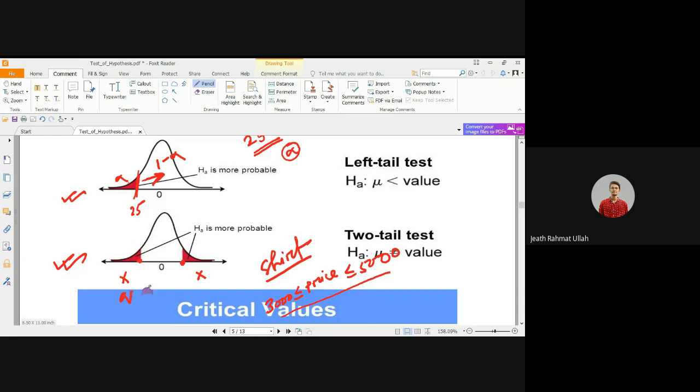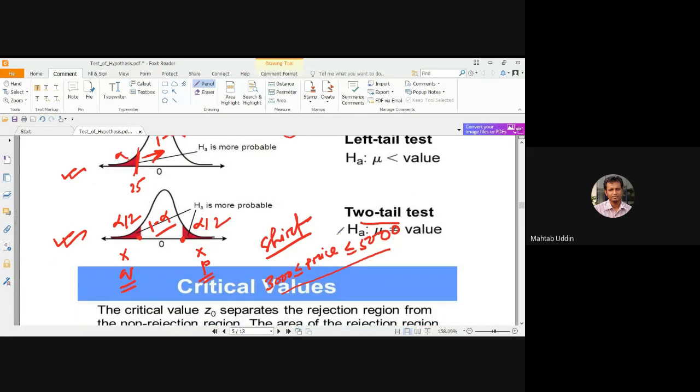This is for quality, this is for price. This is the reason for rejection for quality, this is rejection for price. There is alpha by 2 risk here, alpha by 2 risk here. Only the acceptance region is in the middle. So there is two-sided risk, right? Yes, sir. These are called two-tail tests. Risk on one side is called a one-sided test, and risk on two sides is called a two-sided test. Right?